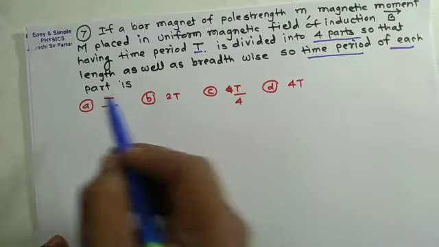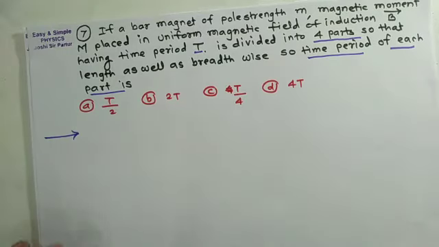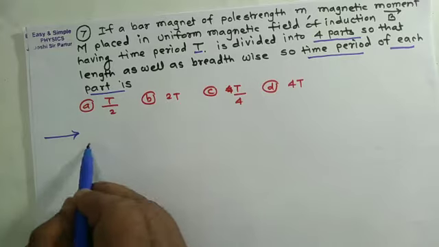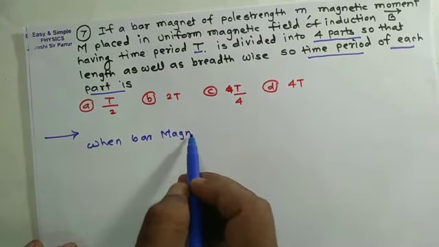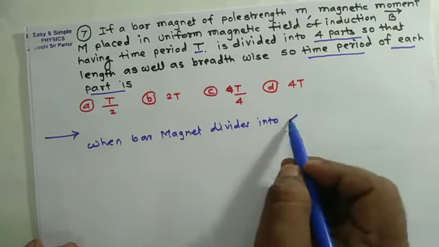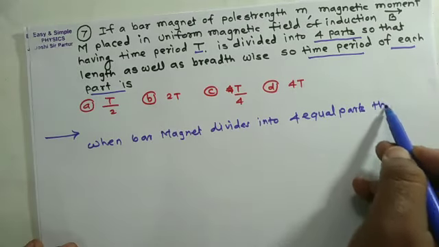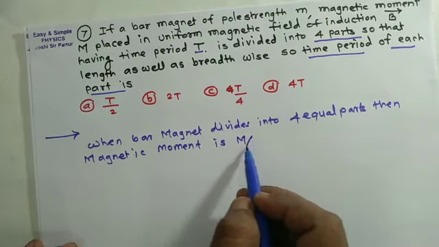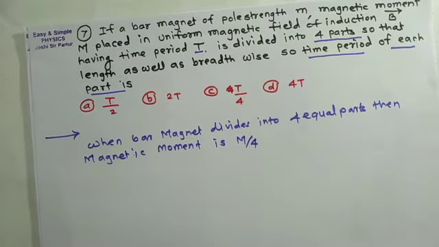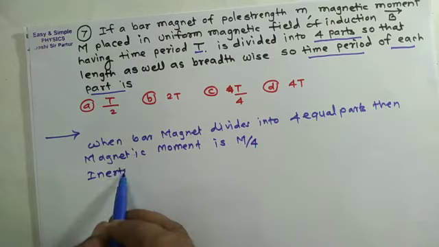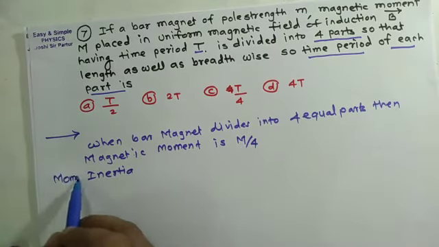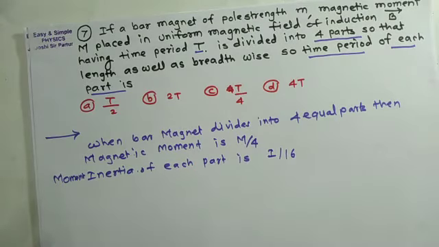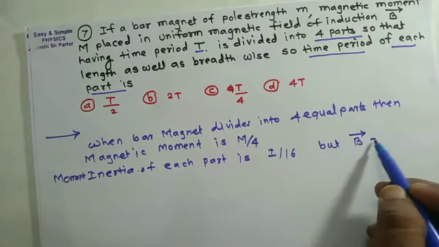So the time period of each part will be, see here, we know that when a bar magnet is divided into 4 equal parts, the magnetic moment of each part is capital M upon 4, and the moment of inertia of each part is I upon 16, but the magnetic field induction B is the same.